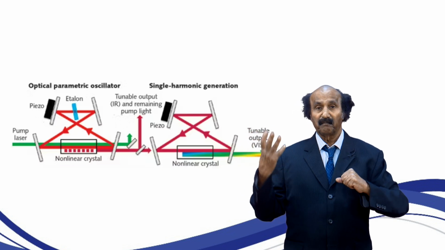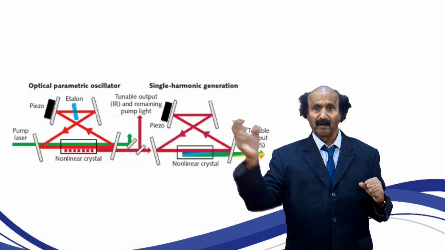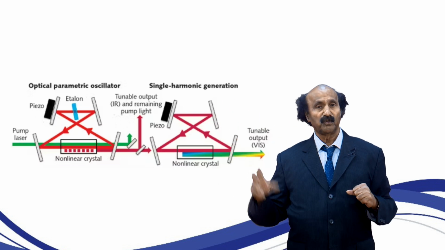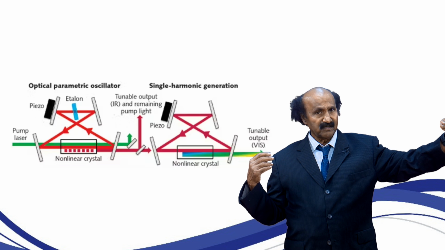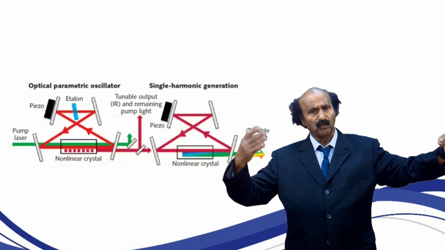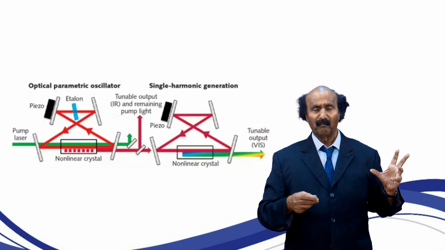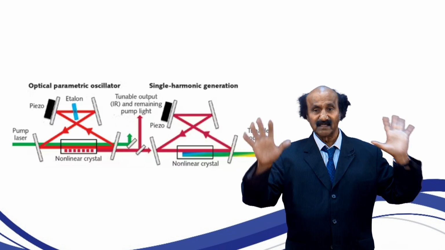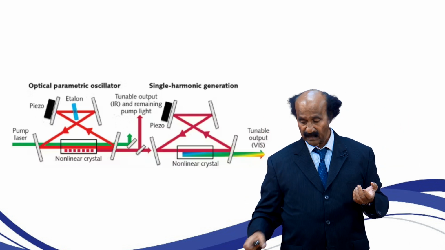Nowadays, you can get a parametric generator available, ready made. You need to buy it, insert it, get it. So, you start with the 20,000 centimeter inverse laser, you can get 21, 19, 22, 23. It is like buying it and cooking it the way you like. Such facilities have come up these days.